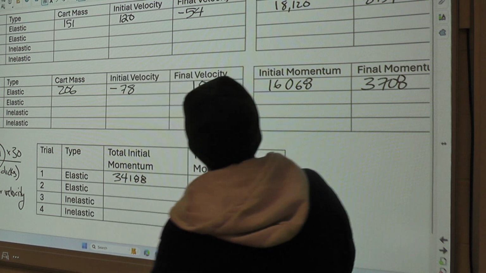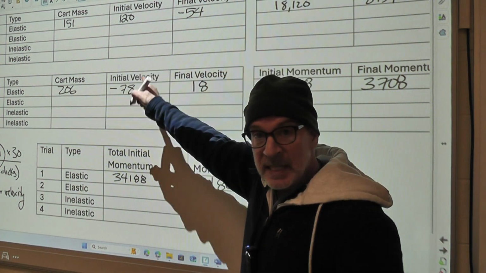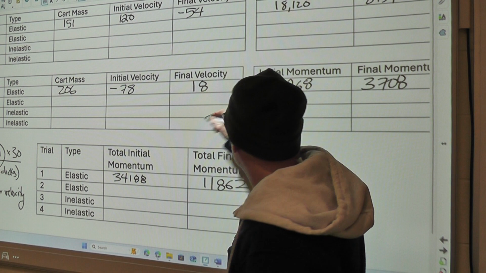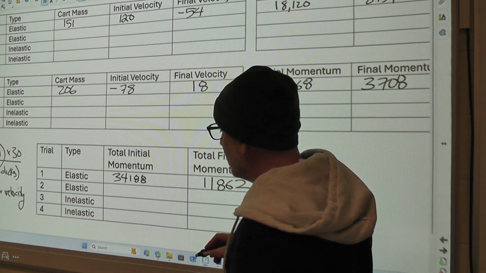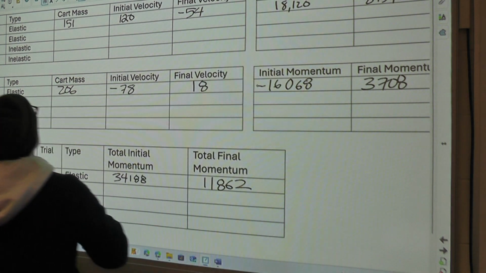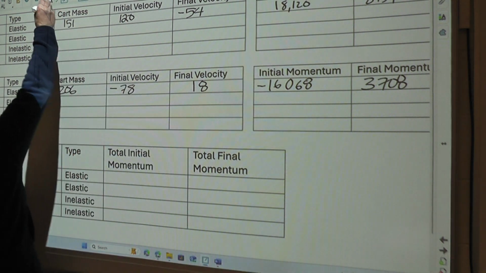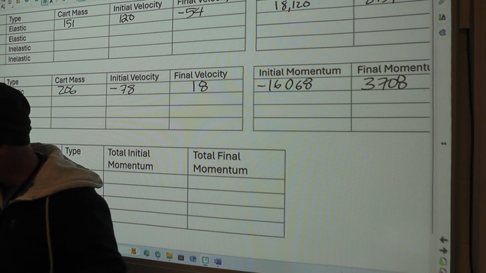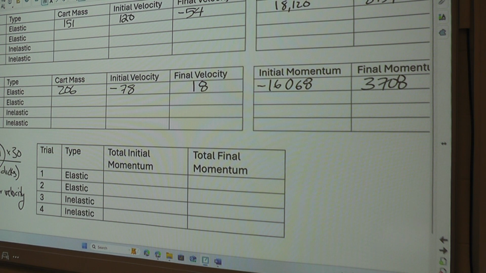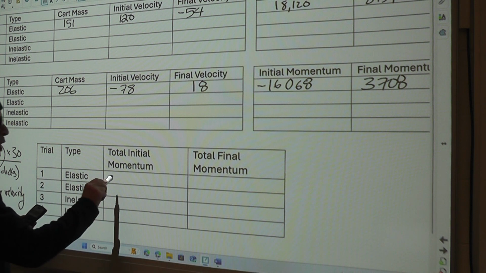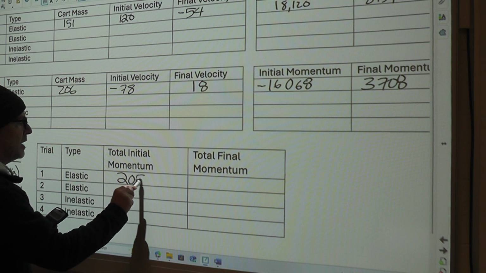So if Sam's car had a negative initial velocity, then it has negative initial momentum. So if I do these calculations again, but I include the negative signs, I'm going to get something different. And I'm going to get something that actually looks much more like what we would have expected. If I add 18,120 and negative 16,068, I get a total initial momentum of 2,052.